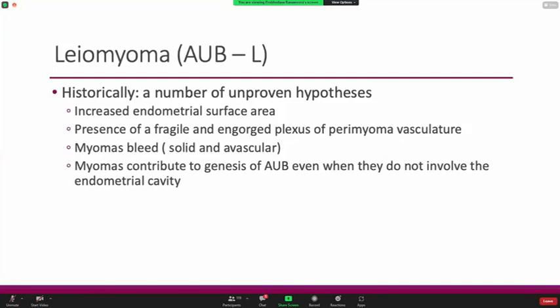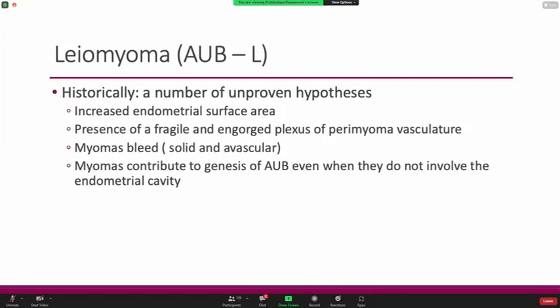But nowadays, we don't do like that. We wait for this. And the thing is, at the moment, we don't know exactly how the fibroids cause bleeding. We think it's maybe an increase in endometrial surface area, which is the reason why submucosal fibroids, what you call intracavity fibroids, and intramural fibroids cause more abnormal uterine bleeding than subserous and pedunculated fibroids, right?